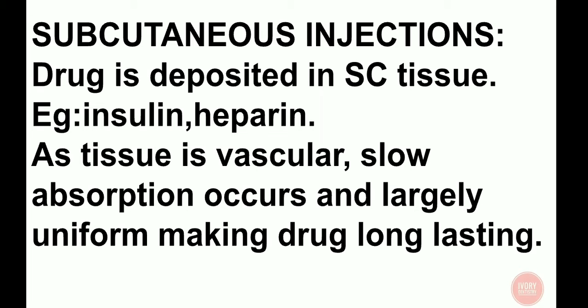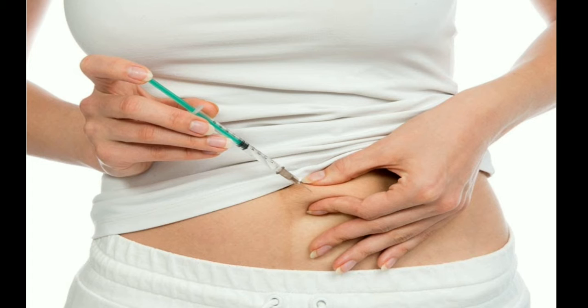Subcutaneous injections. The drug is deposited in the subcutaneous tissues. Example, insulin, heparin. As the tissue is vascular, slow absorption occurs and is largely uniform. That means the drug is uniformly spread and it lasts for a long time. You can see here the injection is given into the stomach. You can observe this mostly in diabetic patients taking insulin into the stomach or hands, near thighs, etc.